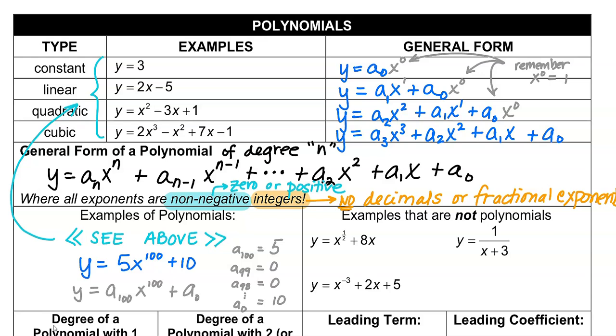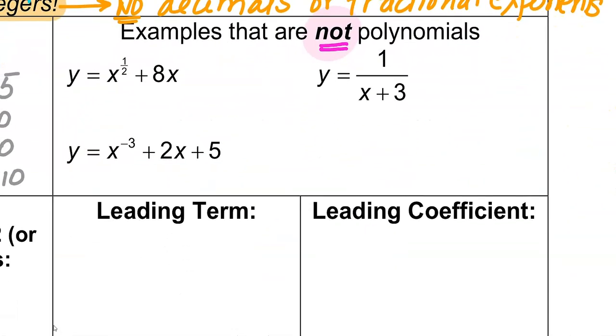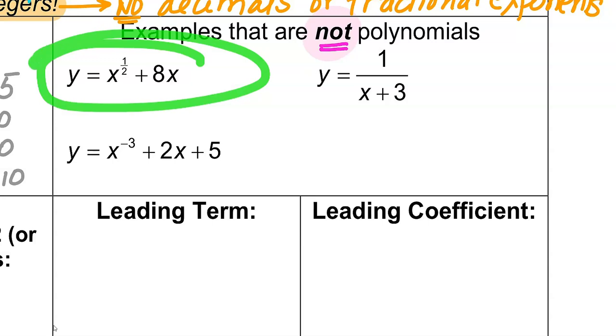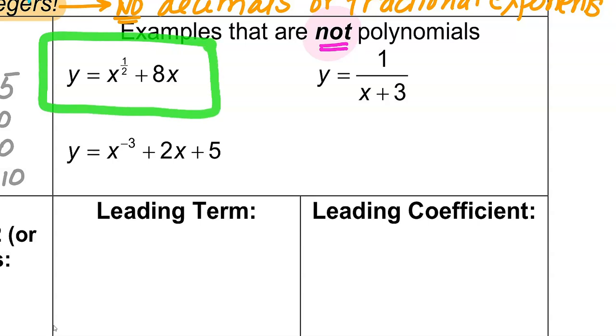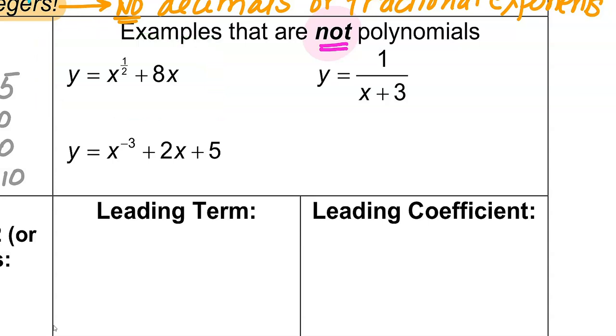Let's take a look here at examples of things that are not a polynomial. So here, this first one, I have y is equal to x to the 1/2 plus 8x. Why is this not a polynomial, that first one? Why is this one not a polynomial? Good, you can't have fractions as exponents, okay? So I'll just say here it's not an integer.